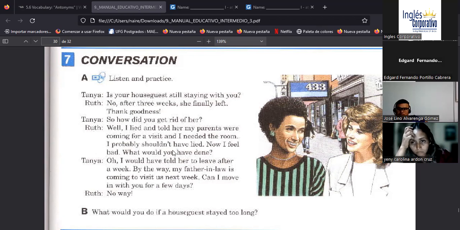Let's see. Volunteers, Tanya and Ruth. What is a house guest? What do you think? What is it? What is a house guest? Have you had any house guests before in your house? Yes, no?